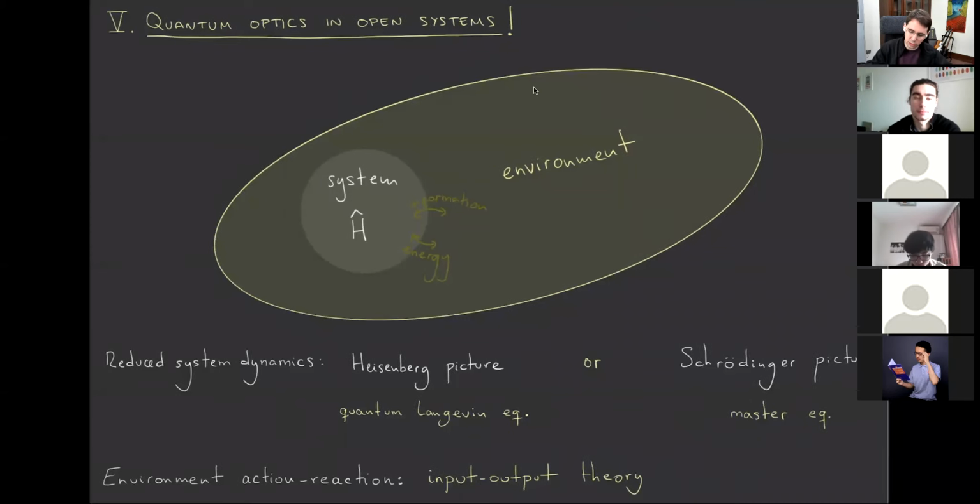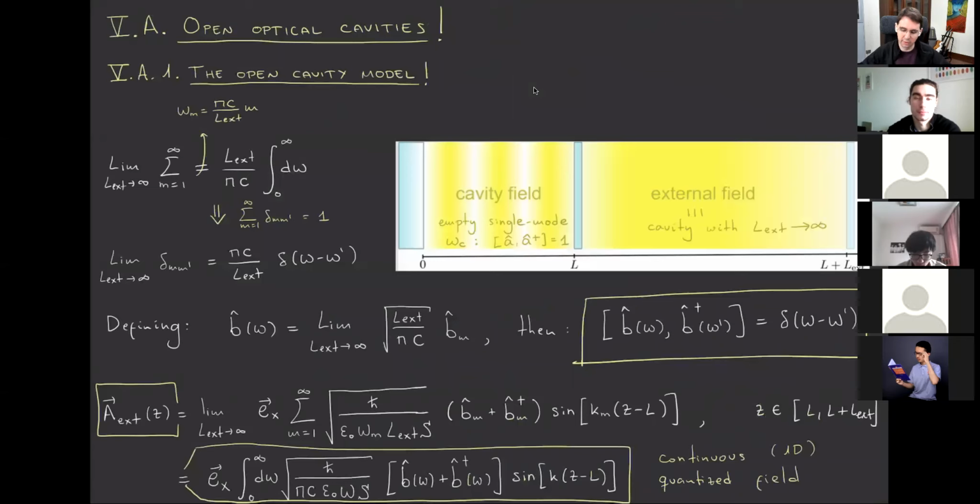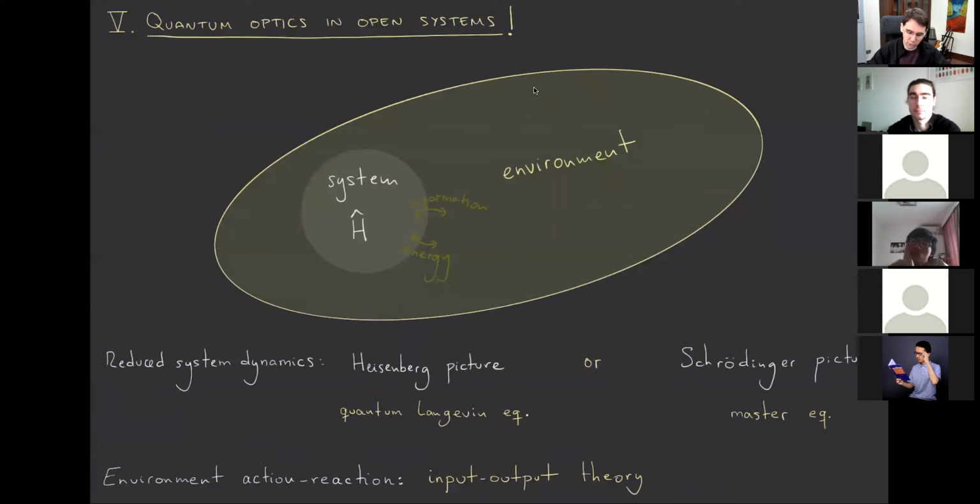I told you that we will start with a very simple example, and then we will generalize the theory a bit more. The simple example is just that of an open cavity. So the first thing that we did was developing a model for the open cavity. In particular, it's always the situation in which the whole system, including the environment plus the subsystem we are interested in, forms a closed system. So everything is described by a Hamiltonian.